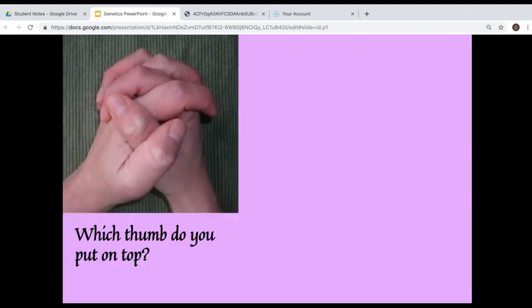So we've already done this. Which thumb do you put on top? So go ahead and do that one time. I put my right thumb on top. Person in the picture obviously puts their left thumb on top.